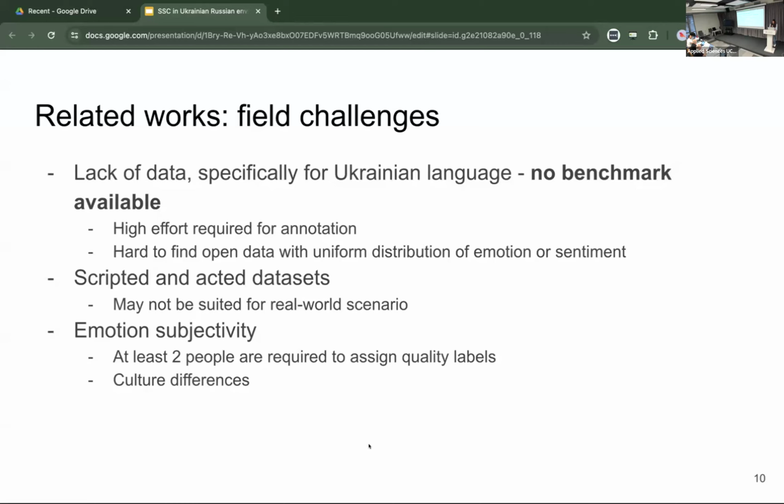Okay, and also another challenge is emotion subjectivity. We need at least two people to assign the quality label. And the culture differences mean that we may not use a dataset, for example, in Hindi for Ukrainian, because how they express emotion in Hindi may be different than in Ukrainian.